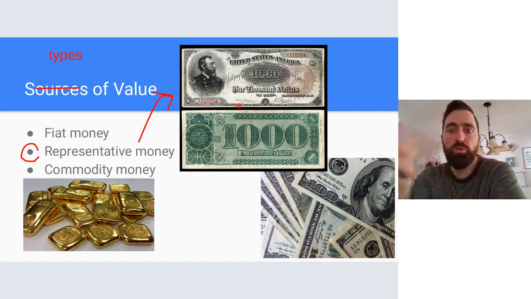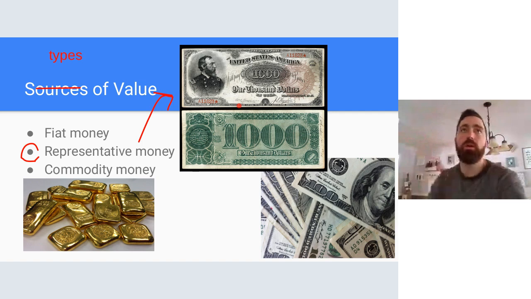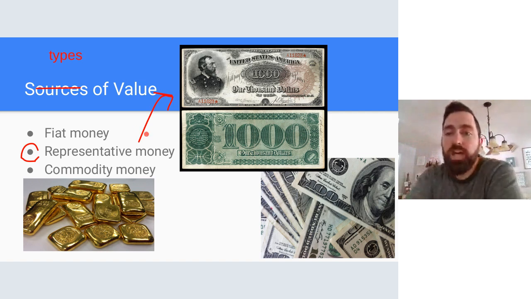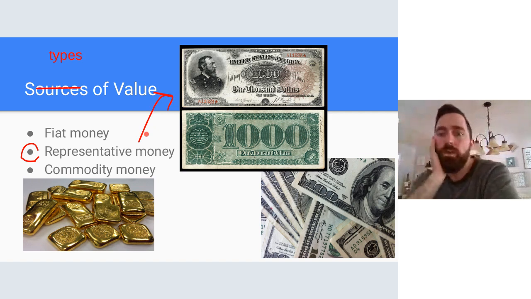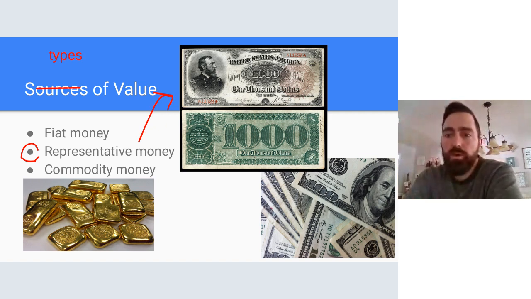That's called representative money. It has value because it can be exchanged for something. Some things like certificates can be exchanged for certain commodities like oil or silver or gold. That's not nearly as common as it used to be. Today, a lot of money is mainly fiat money, but representative money at one time represented value in terms of gold or silver, or oil, different minerals. That's representative money.